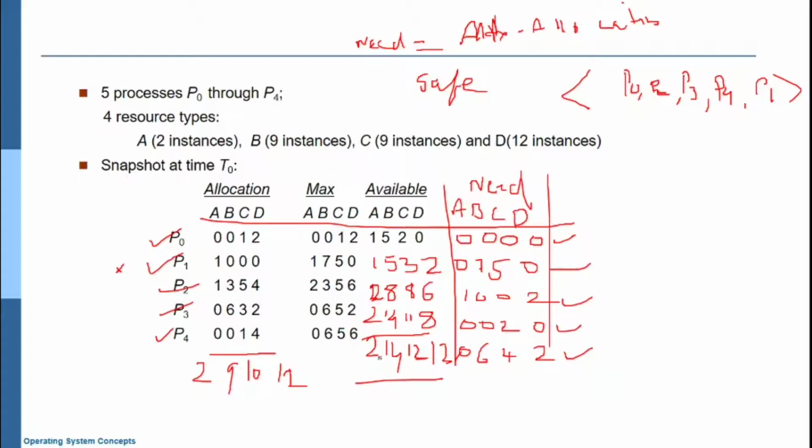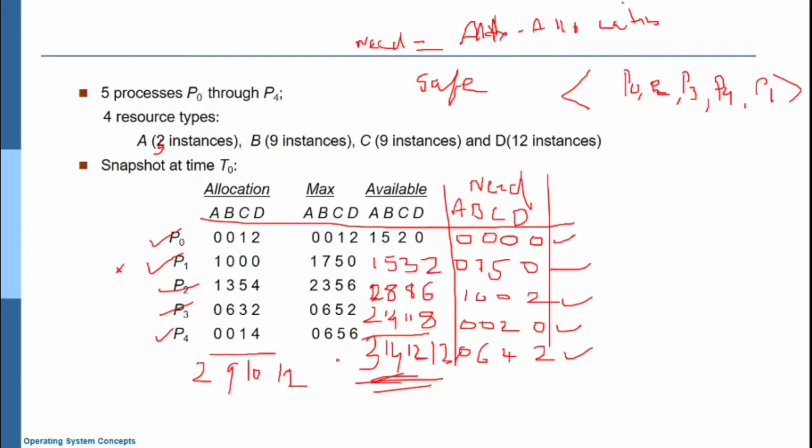So 3 plus 2, it is 3. 1 plus 3, 1 plus 2, it is 3. And the 0s remain the same, so it is 3, 14, 12, 12. So these are the available resources. And for the total number of instances, instead of 2, it should be 3 instances. And this is what is available now after the completion of the tasks.